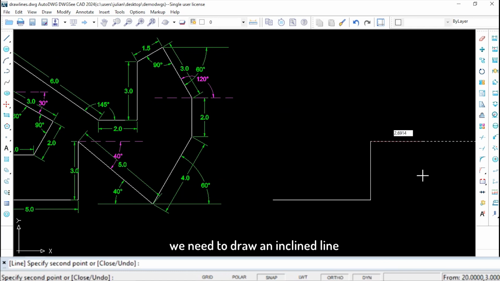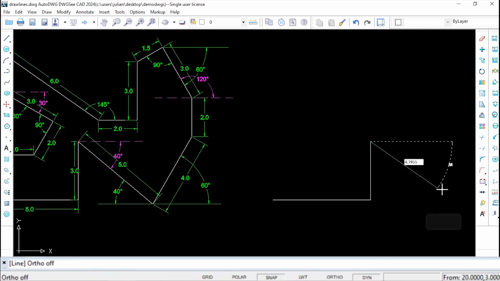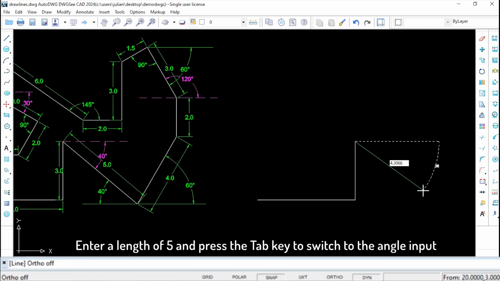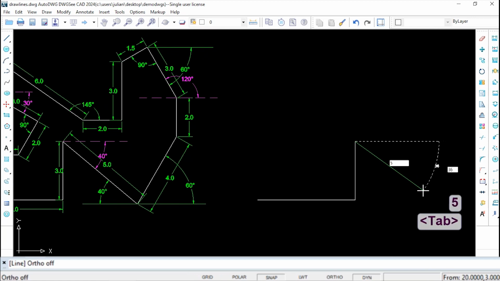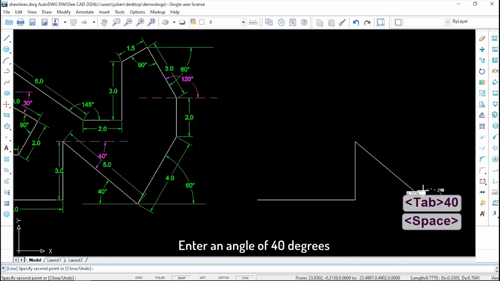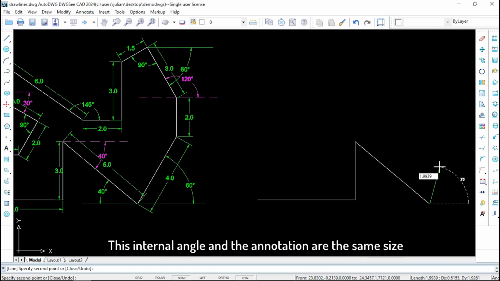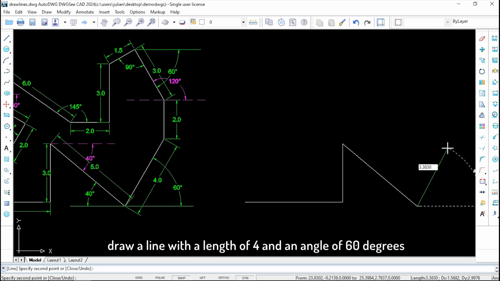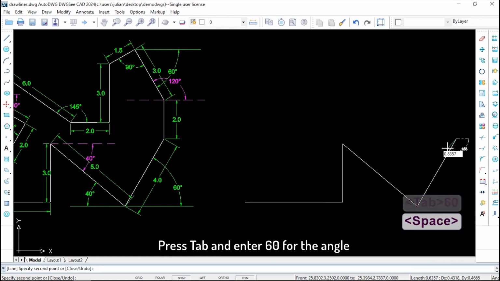Now, we need to draw an inclined line. Press F8 again to exit ortho mode. Enter a length of 5 and press the Tab key to switch to the angle input. Enter an angle of 40 degrees. This internal angle and the annotation are the same size. Next, draw a line with a length of 4 and an angle of 60 degrees. Press Tab and enter 60 for the angle.